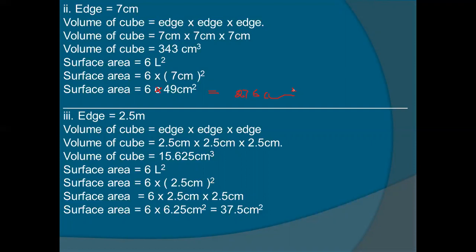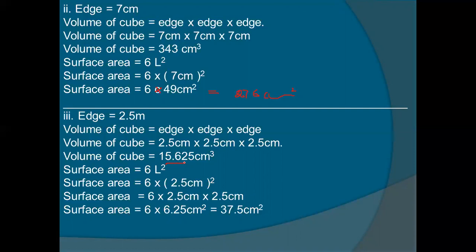So dear students, in the same way, part number 3, the value of one side, which means the value of the length, is equal to the edge, 2.5 centimeter. Here volume of the cube is edge multiplied by edge multiplied by edge, and the value of the edge is 2.5 centimeter multiplied by 2.5 centimeter, again multiplied by 2.5 centimeter. When we multiply these 3 values, we will get 15.625 cubic centimeter.